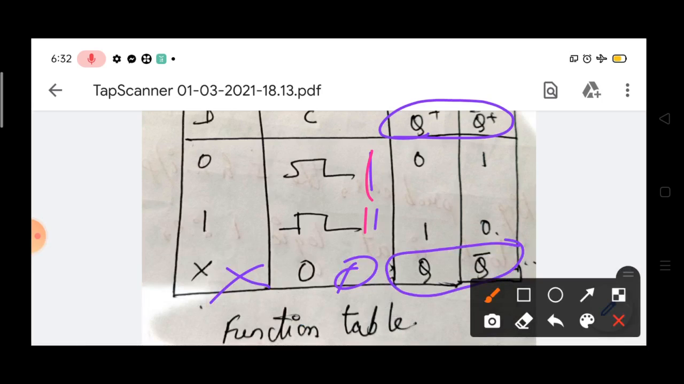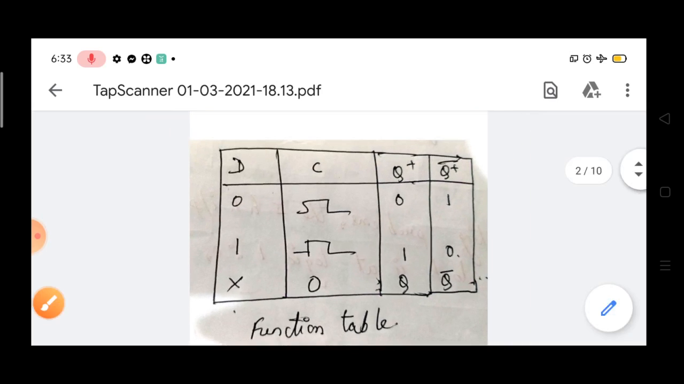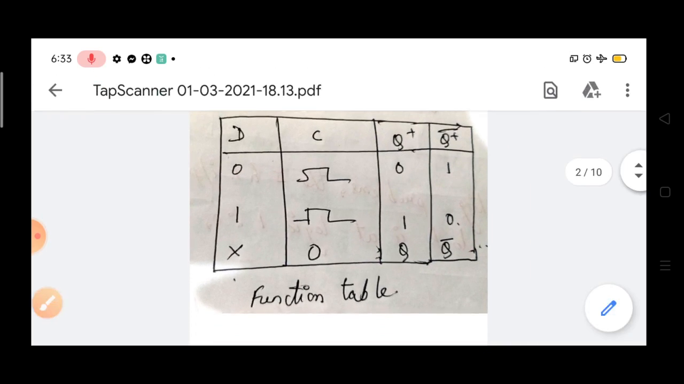Since the D flip-flop is similar to the SR flip-flop, when the clock is high and S is 0, Q plus is 0. So here also, when D is 0, Q plus is 0, and when D is 1, Q plus is 1. We know the D flip-flop we have done earlier also. Our output follows input in the D flip-flop. This is how the function table looks. Try to recall, we have done the D flip-flop.